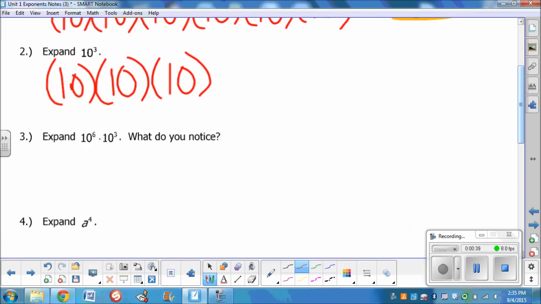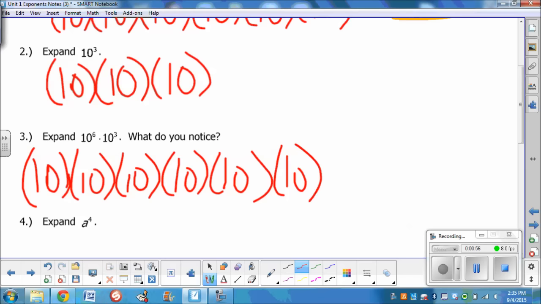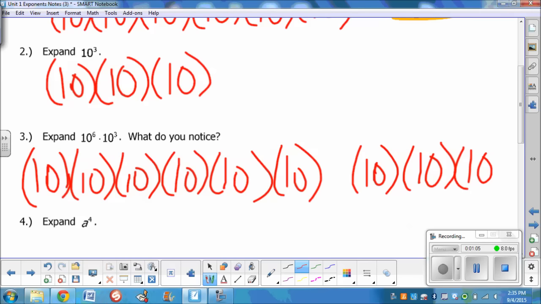What do you notice? If we have 10 to the 6th, we have 6 tens again, and then we have 3 more tens. I'll move it over a little bit, give it a little space between the 10 to the 6th and 10 to the 3rd. You should notice that it's really 10 to the 9th power.